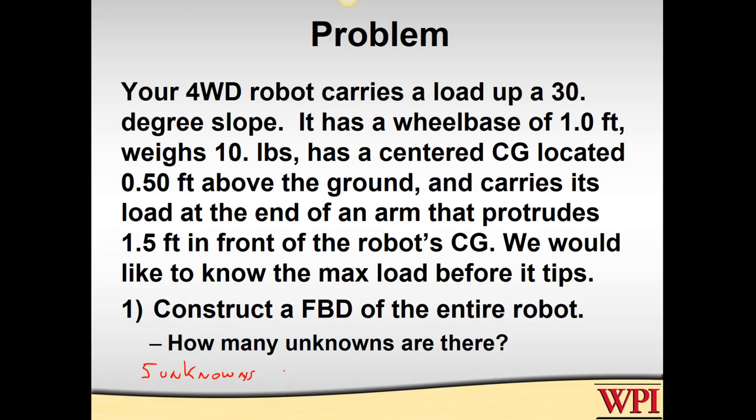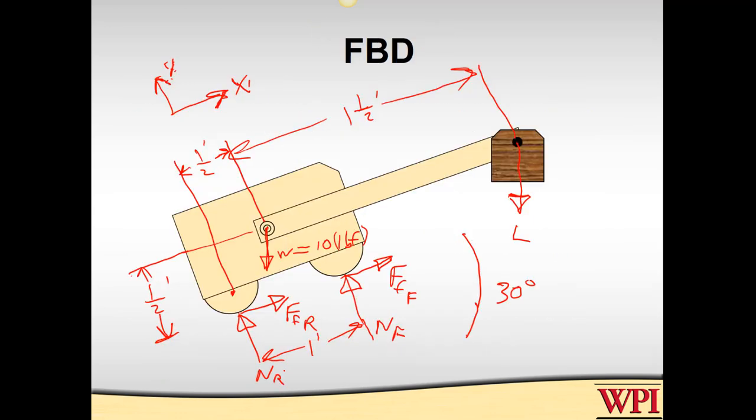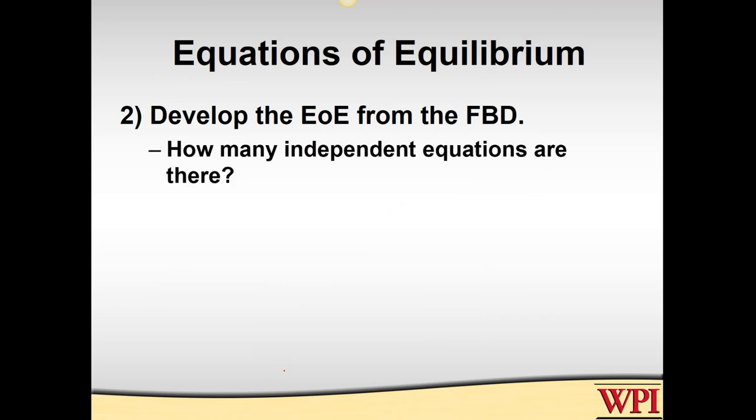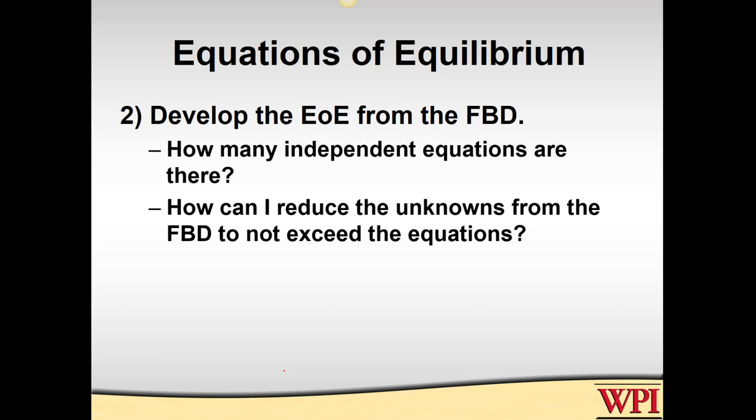Okay, and so the problem is, from our equations of equilibrium for a two-dimensional problem, we have three equations. So we have three equations and five unknowns. And we know just from algebra that we need to have the same number of independent equations as we do unknowns in order to be able to solve for all the unknowns. Okay, so the question is, well, how can we reduce the number of unknowns in this problem?